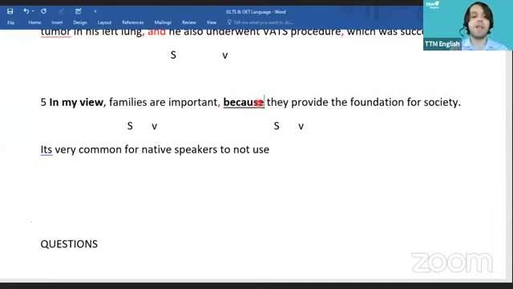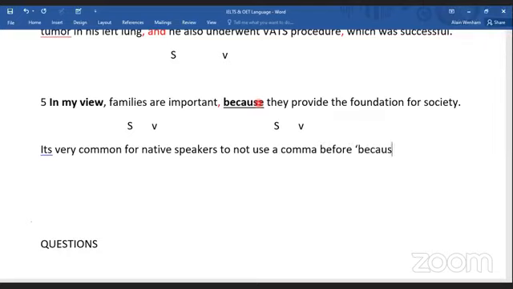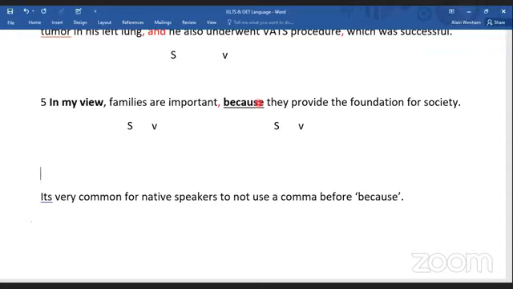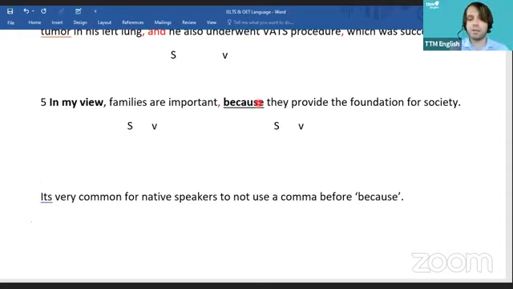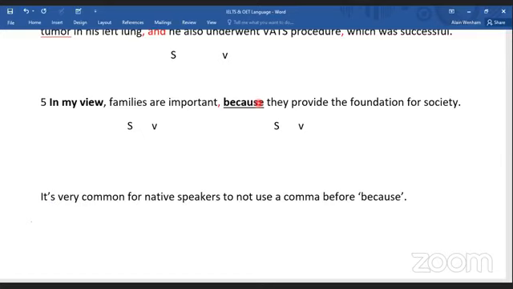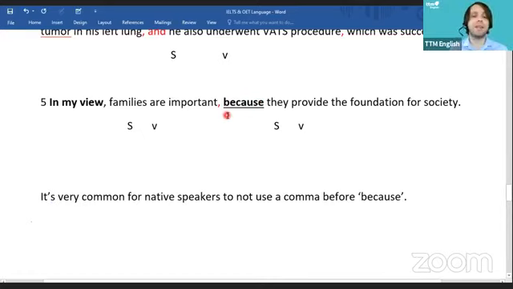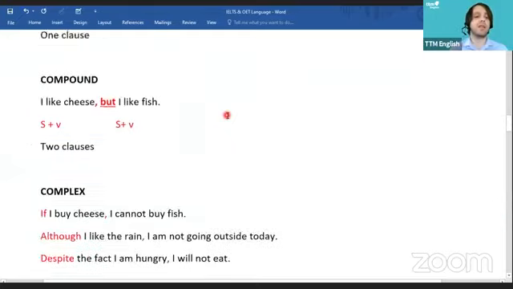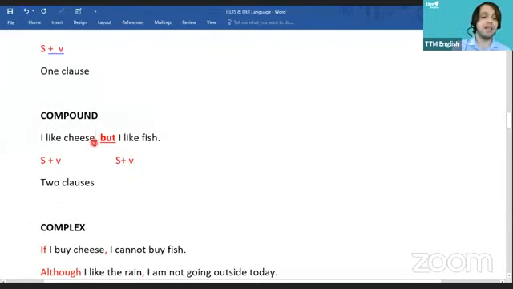But my point, Han, is not that. My point is simply this. It's very common for native speakers to not use a comma before because. Okay? They should, though. They're breaking the rules, right? Ellen, do we need a comma before because, do you think? It's just like when Key asked me about and, right? If we go back to this, I can do this if I want with a compound sentence. It's not always necessary to use the comma, all right? It comes down to style, okay?